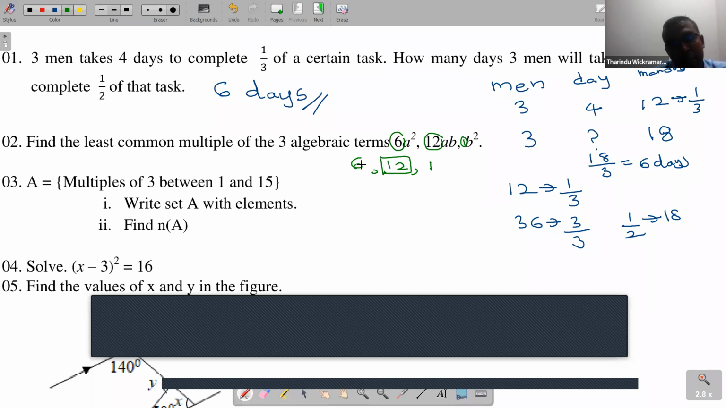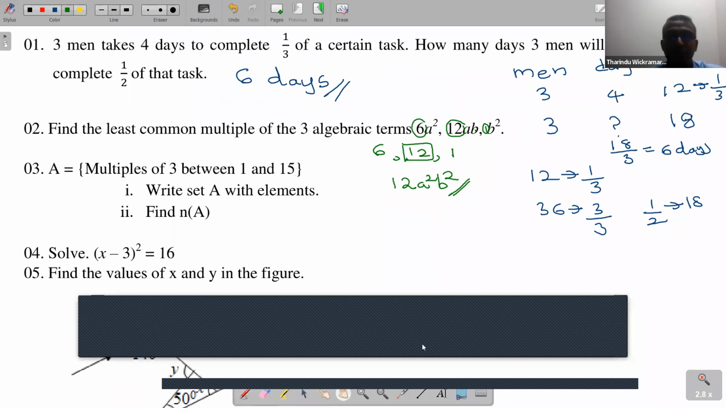Can 12 be divided by 6 without a remainder? Yes. Can 12 be divided by 1 without a remainder? Yes, so the answer is 12. If not, you have to go to the multiples of 12. Here, no need. So 12 comes. Then the maximum power of A is A squared. Maximum power of B is B squared. That's all. You need not divide those things and go to the powers. So after that, you can try question number 3.